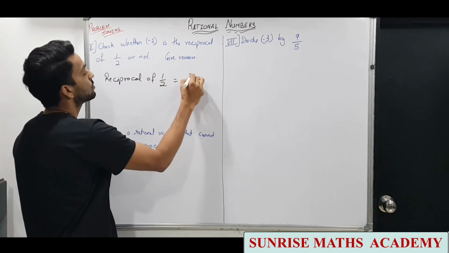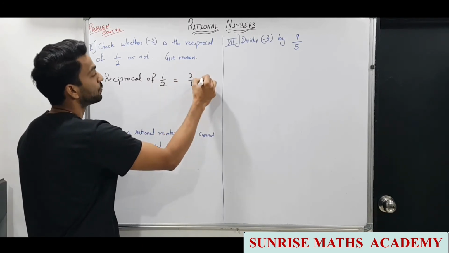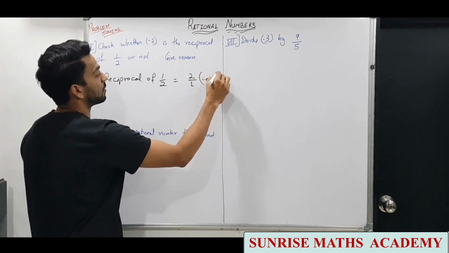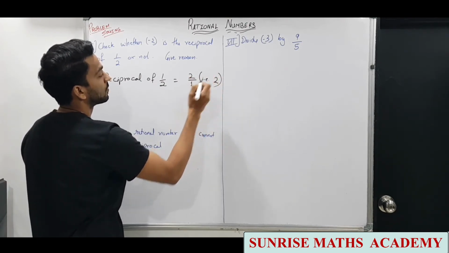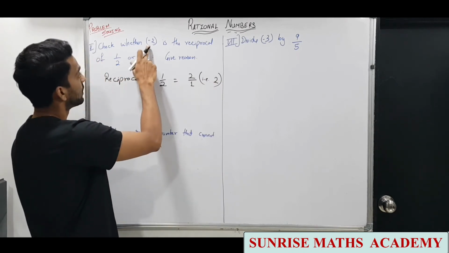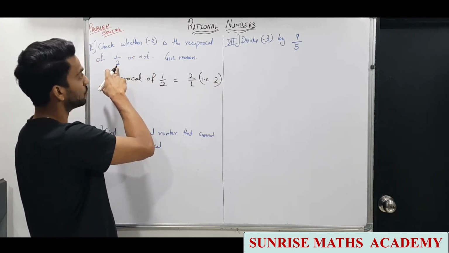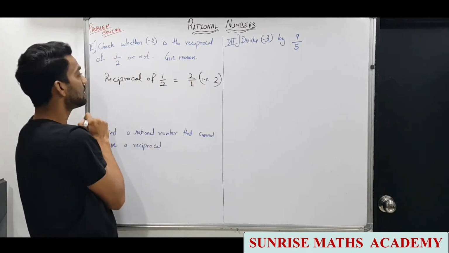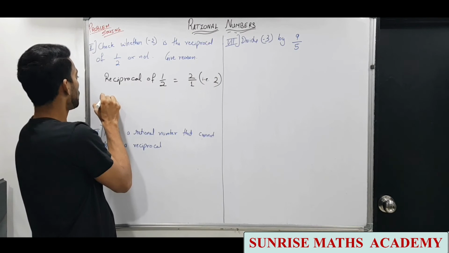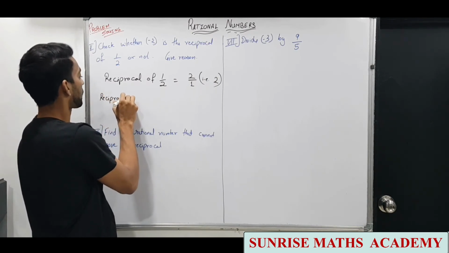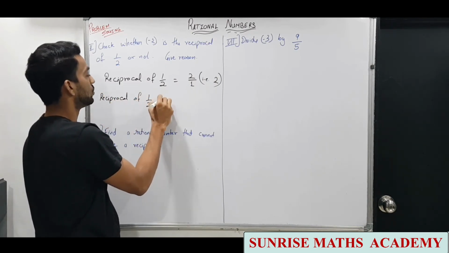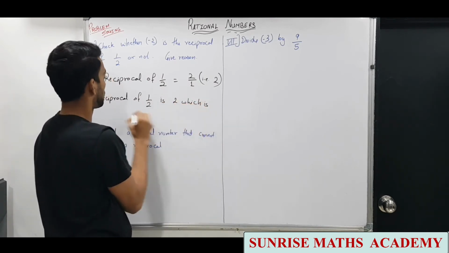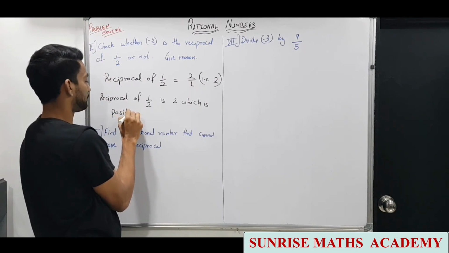1 upon 2 is 2 upon 1, that is 2. Means the reciprocal of 1 upon 2 is 2. यहां पर इन्होंने दिया है minus 2, so they are not same. Reason is reciprocal of 1 upon 2 is 2, which is positive.